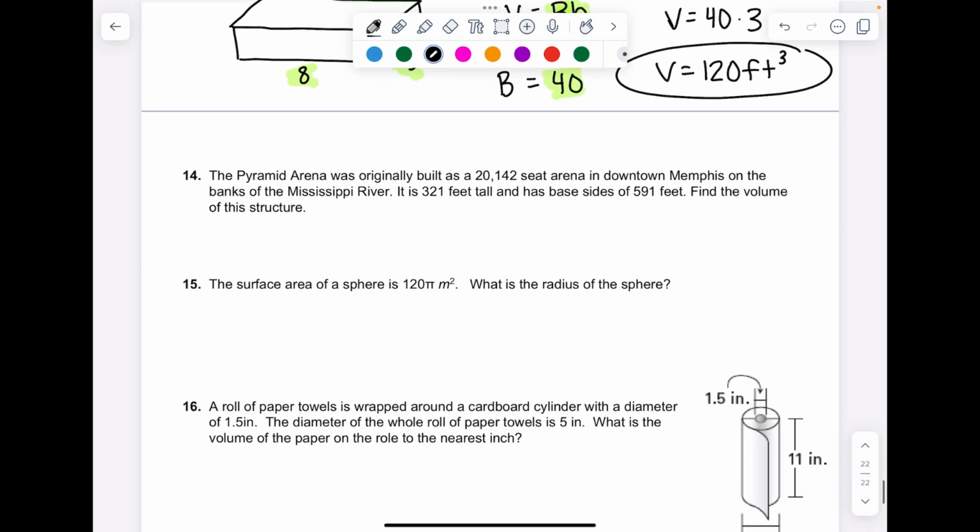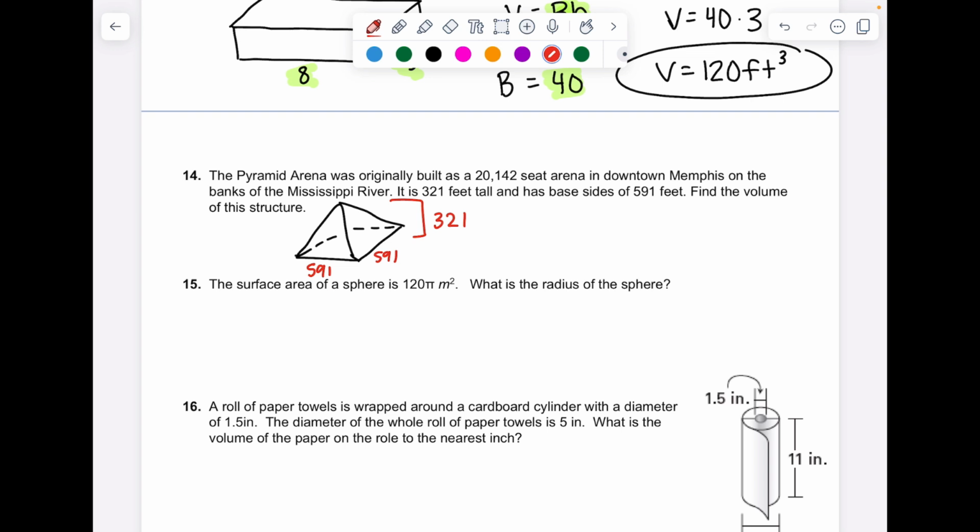Okay, 14. The Pyramid Arena was originally built as a 20,142-seat arena in downtown Memphis on the banks of the Mississippi River. It is 321 feet tall and has base sides of 591 feet. Find the volume of this structure. So if I have a pyramid with a square base, and it's 321 feet tall, and then its base is 591 by 591.